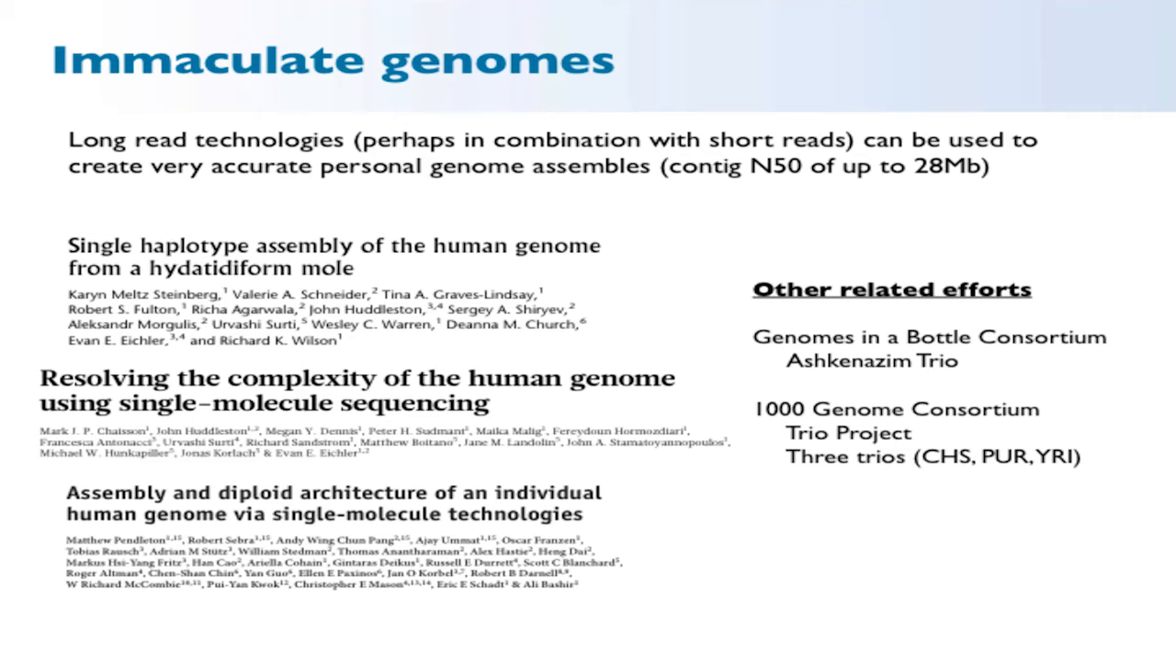There are also efforts going on right now through Genomes in a Bottle to do an Ashkenazi trio. There's an effort that's come out of the 1,000 Genomes project where we're doing 3 trios: 1 Chinese, 1 Puerto Rican, and 1 Yoruban. In all of these cases, we're making these very immaculate assemblies using long PacBio reads and other technologies. This is still relatively expensive to do, but once you have this very clean assembly from a single person, it can really tell you a lot about structural variation that exists in that person.